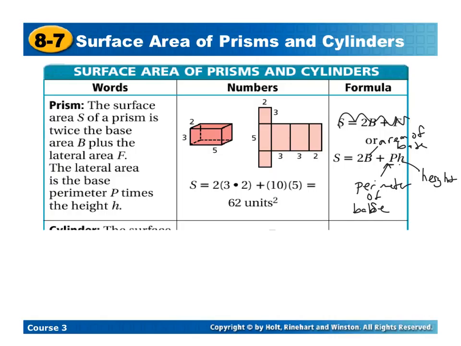So in this particular example here, our base is 2 by 3, but because it's on this side, it's also on this side, so we have 2 bases. So 3 times 2 is 6, times 2 is 12. And then here, you have to do the perimeter, so 2 plus 3 is 5, so then over here 2 plus 3 would be another 5, so that's where this 10 comes from, times the height of the prism, which is 5. So now we have 12 plus 50, which is where they get the 62.